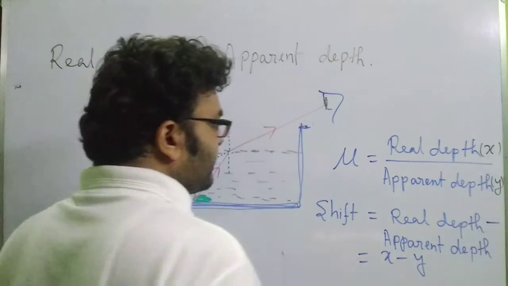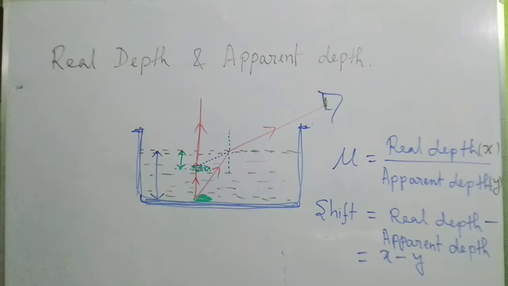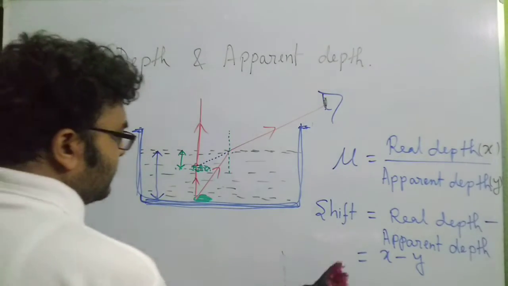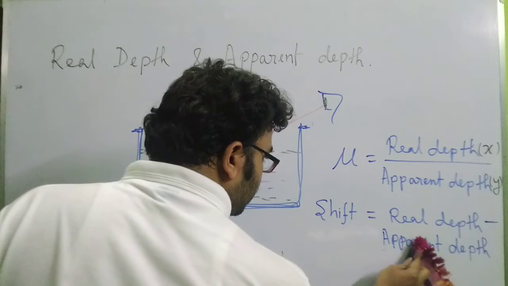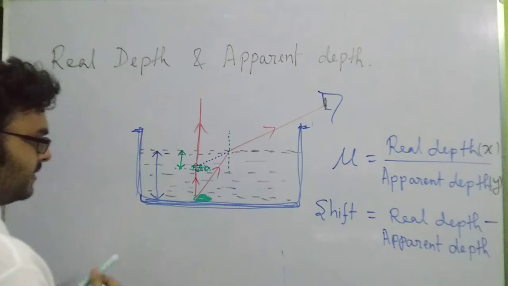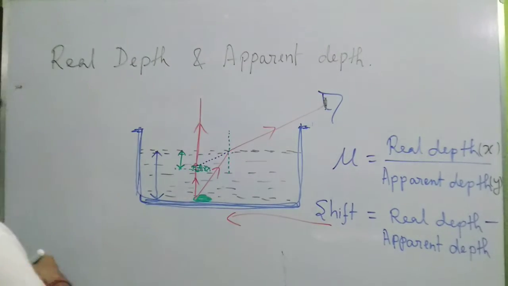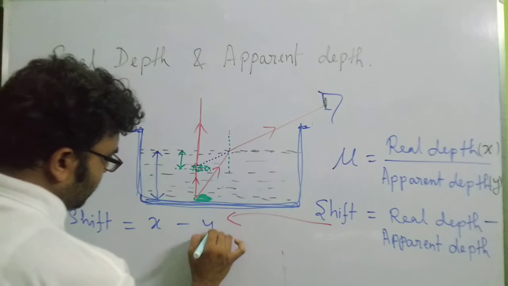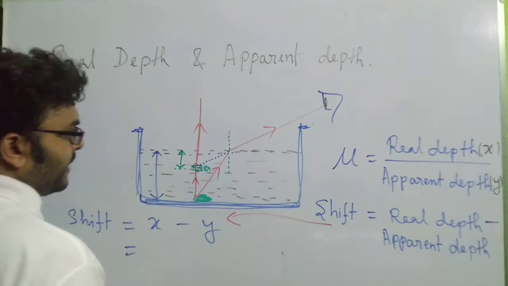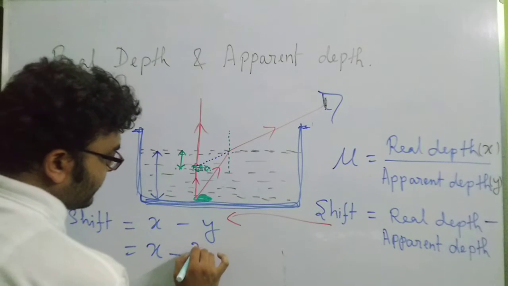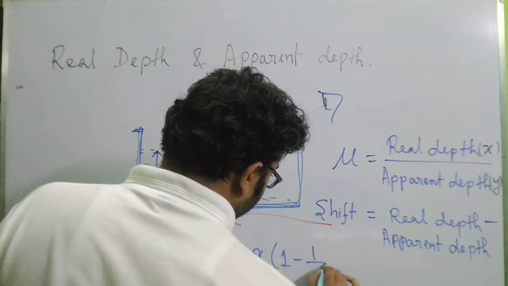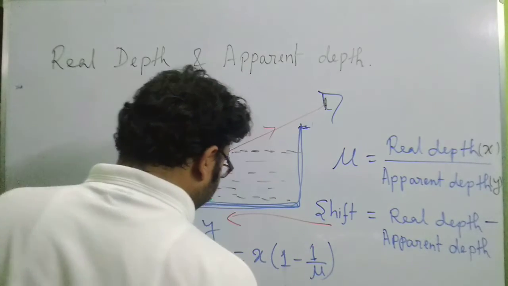Now from this formula, can you say that apparent depth y is equal to real depth divided by mu, the refractive index? So the shift is equal to real depth x minus apparent depth y. Since apparent depth is real depth by refractive index, it is x minus x by mu. Taking x common, it will be x into 1 minus 1 by mu. So this is the formula of shift.